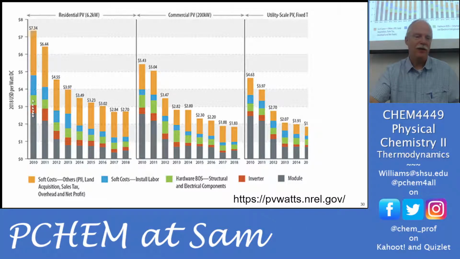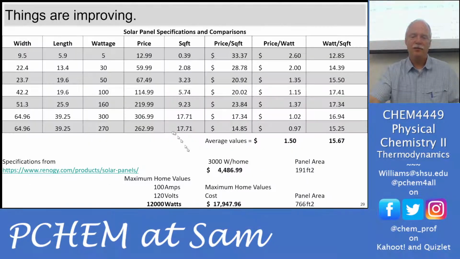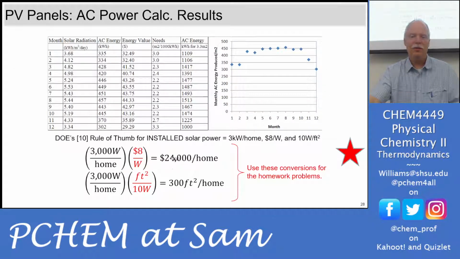And so, yeah, in 2010, the number was close to $8. Now it's down to around $2.70 for residential. So that's pretty good, and that's less than half. And so these numbers that I calculated, $24,000 for a home, is now $12,000, and that's getting into the range that people could go ahead and start putting solar panels on their house and actually pay them off in a reasonable amount of time.